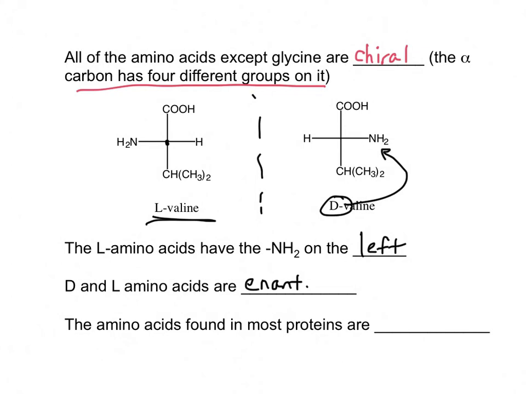Turns out the amino acids found in most proteins, most naturally occurring ones, are L amino acids. There are naturally occurring D amino acids, but they're pretty rare. I read somewhere like a bacterial cell wall has them, that kind of stuff. But most of them are L.